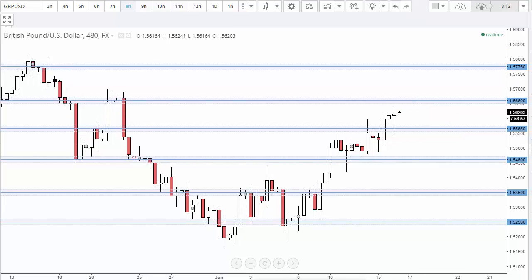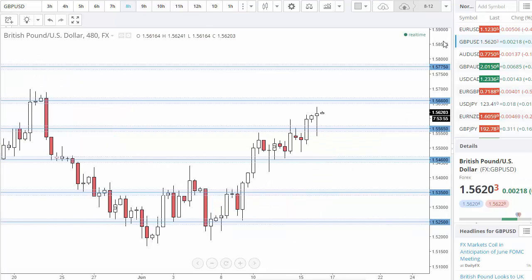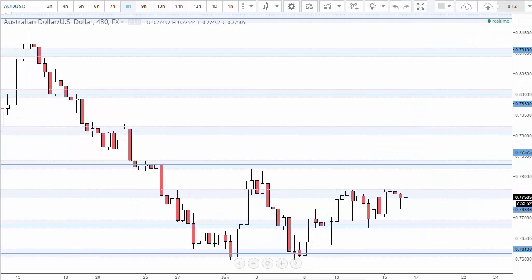Let's look at some other pairs. AUD/USD. AUD/USD has been a pretty good pair over the last few weeks. I've always liked AUD/USD. It's one of my favorite pairs.